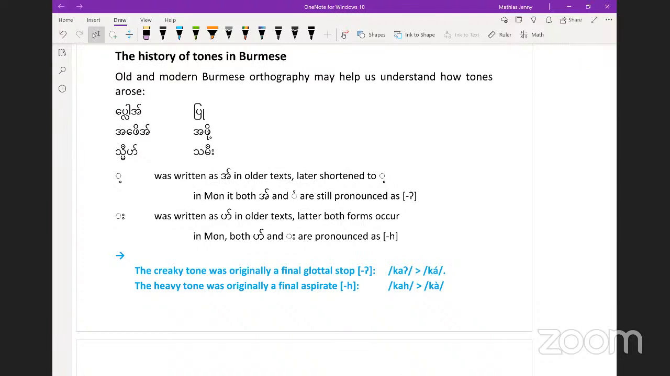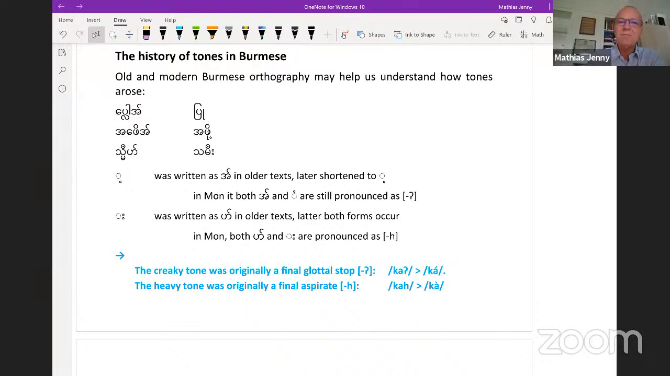Now I said tones cannot be reconstructed for Proto-Tibeto-Burman, probably. Maybe tones in Burmese are not very old. Maybe tones came into the language after Bagan. And this we can tell from the spelling of Burmese tones. So the auk-myit, you see, is spelled with a final glottal stop. So you have the ta, which is what today is auk-myit, or short vowel, the auk-myit tone in Burmese.